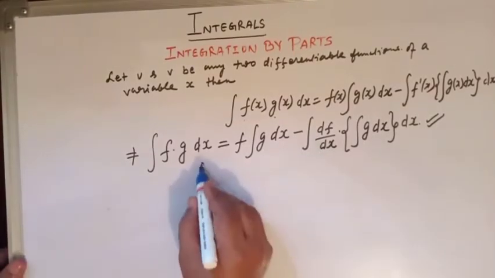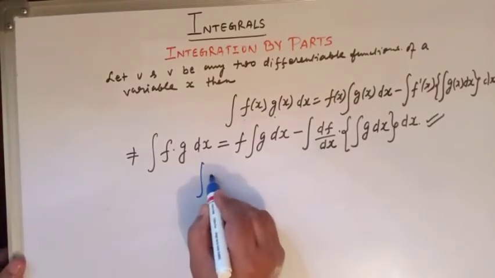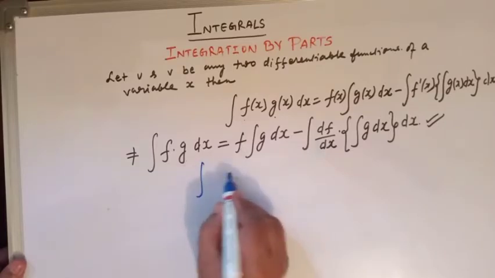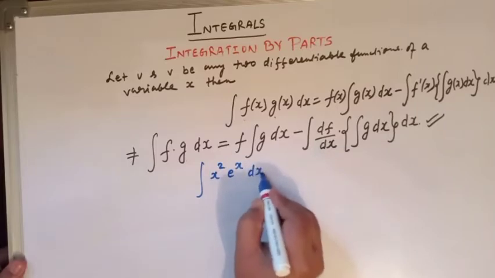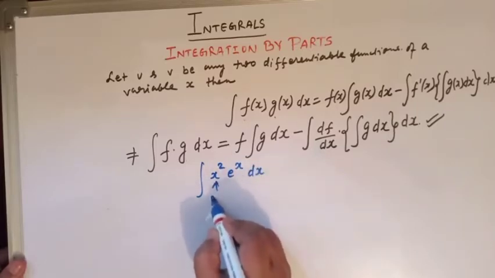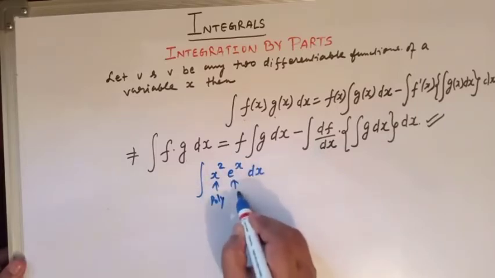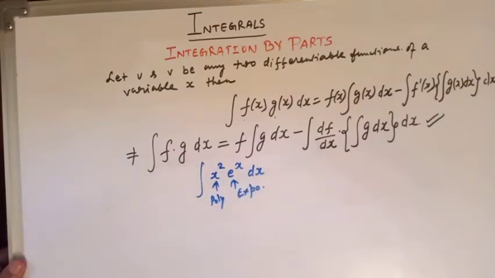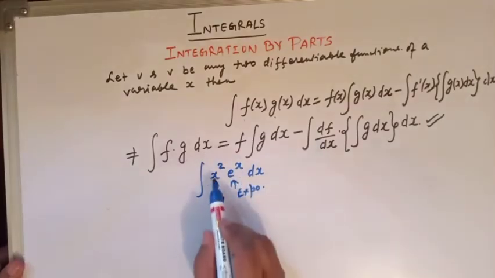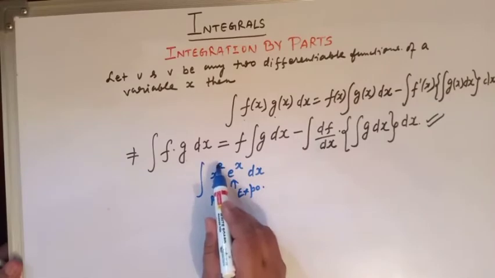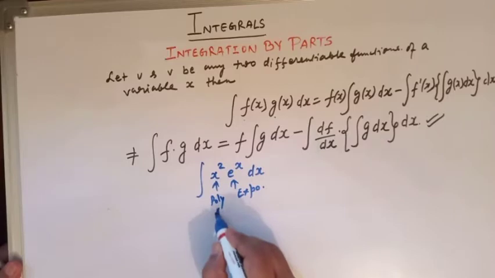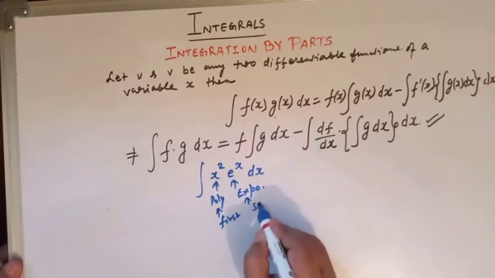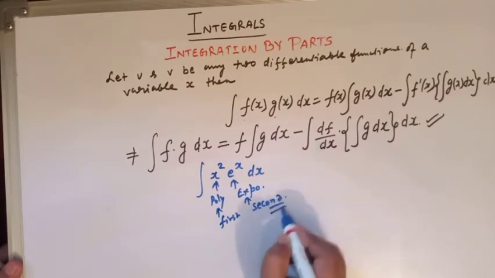Now viewers, again if we have a product of two functions like say x square e raised to x. Now here this is a polynomial function and this is an exponential function. Here also the polynomial function should be treated as the first function. Okay, so this should be treated as the first function and this is to be treated as the second function. Clear?